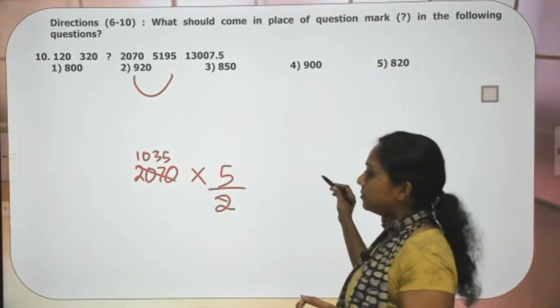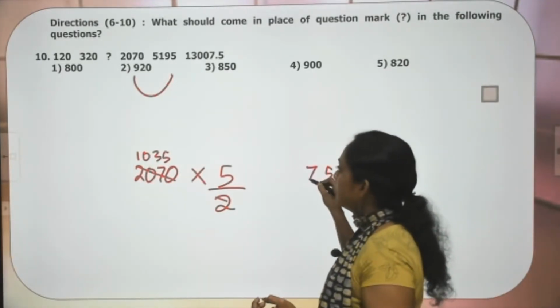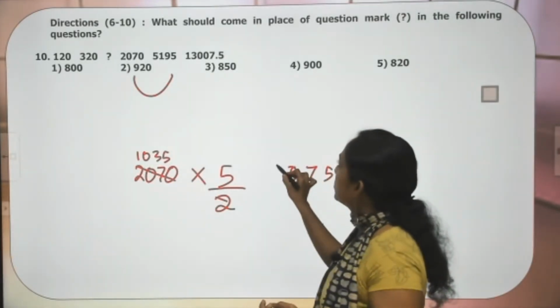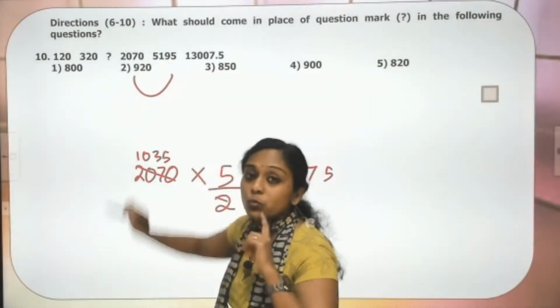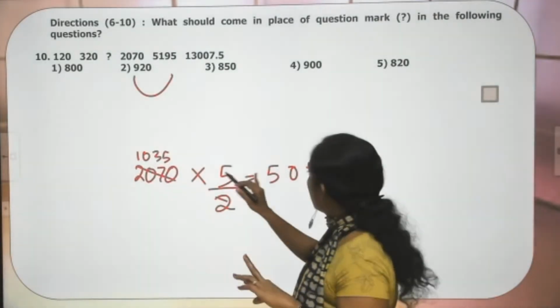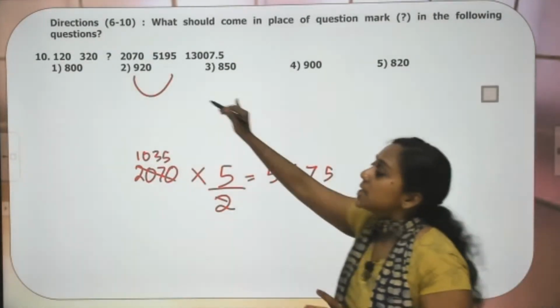1035 into 5, that is 25, 5075. Okay, so this value is 5075. Our number is 51, not 50, 5175. So our number is 5195.